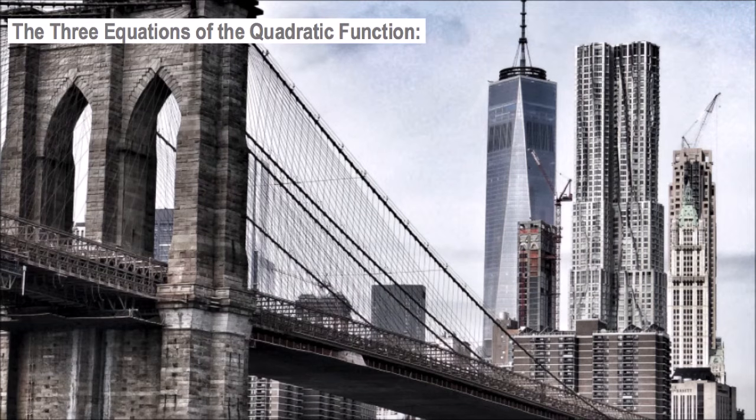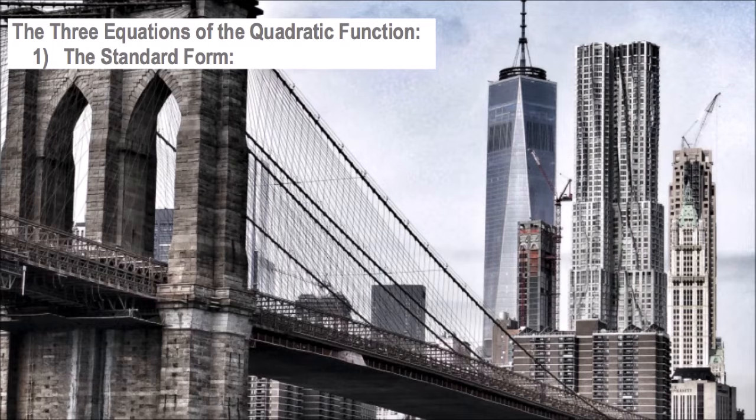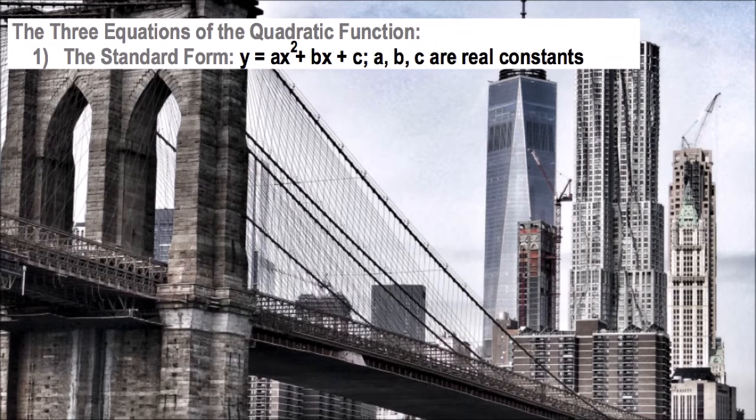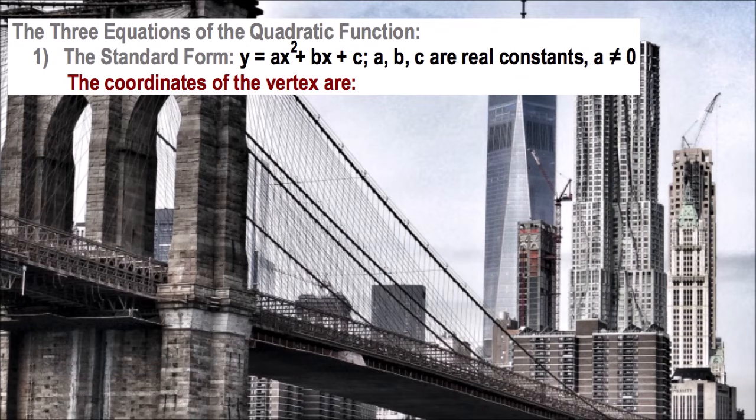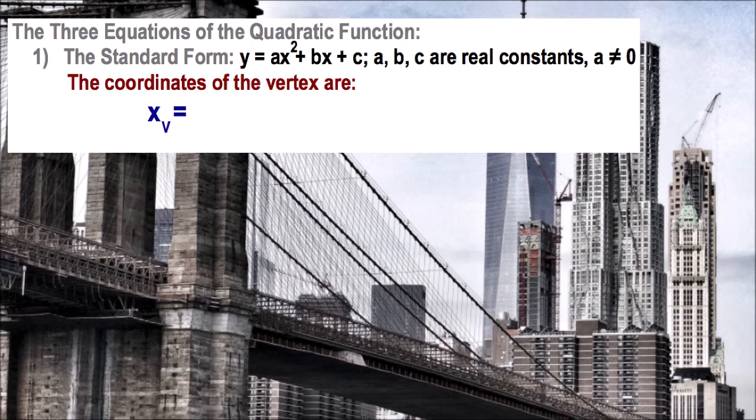The three equations of the quadratic function are as follows. 1. The standard form, which is y equals ax squared plus bx plus c, where a, b, and c are real constants. A does not equal 0. The coordinates of the vertex are x vertex equals negative b over 2a, while y vertex is equal to f of x vertex.